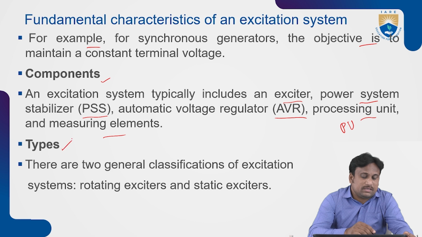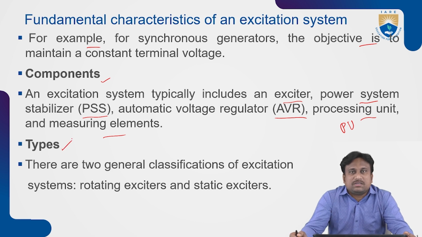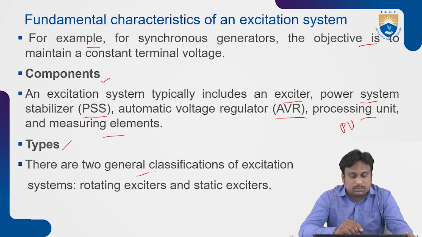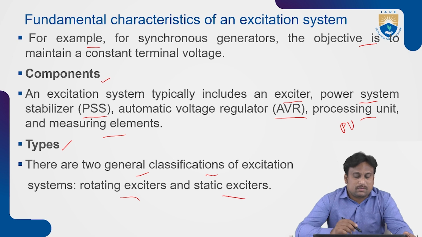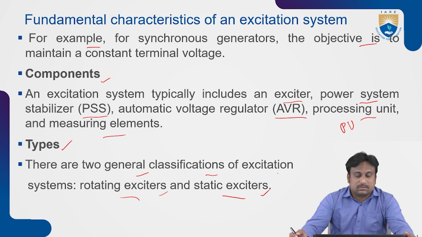So what are the basic types or classifications involved? There are two general classifications of excitation systems. One is rotating exciters, another one is static exciters. We will discuss what rotating exciters and static exciters are.